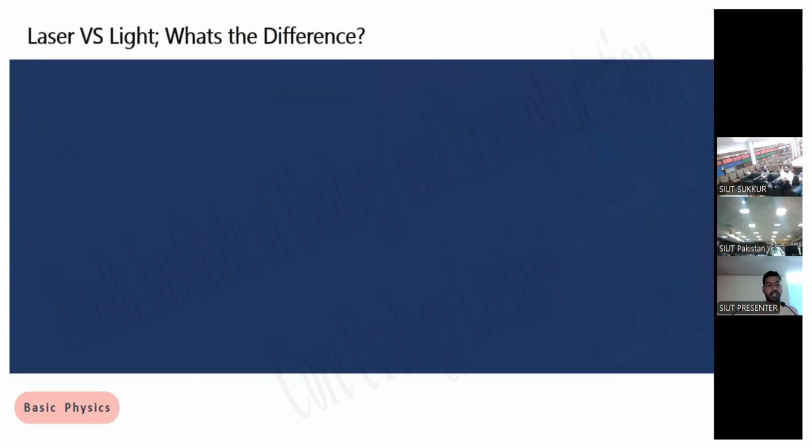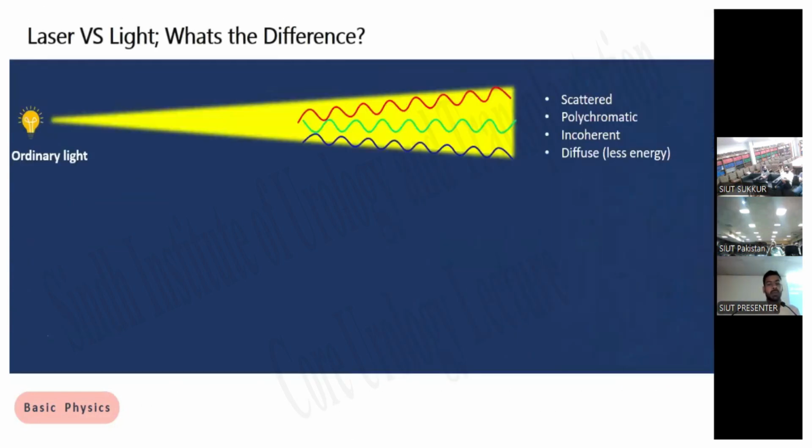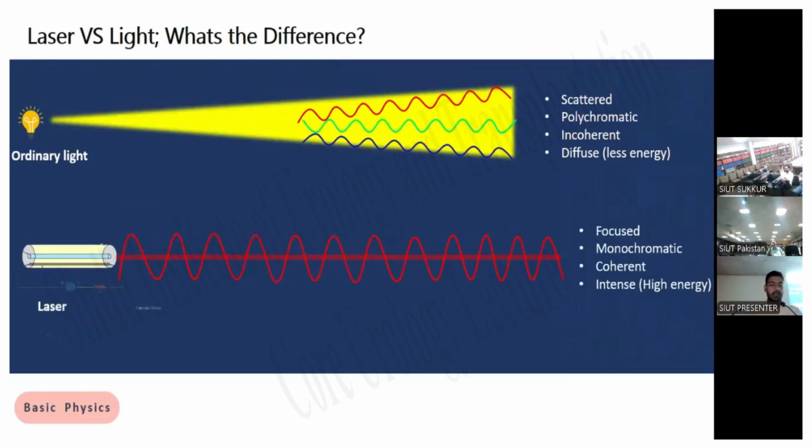So let's see how the laser is different from normal light. What is the difference? As you can see, in ordinary light, the waves are scattered. They are polychromatic, incoherent and diffuse. So the energy is not concentrated to any specific point. While in laser, the radiation is focused, monochromatic, coherent and intense. So all the energy gets focused on a specific area and then causes the desired effect.